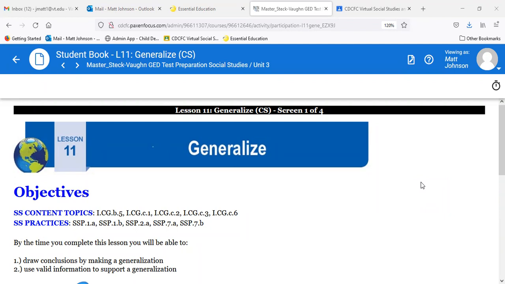Today for social studies is Unit 3, Lesson 11, Generalizing, which we looked at already in our nonfiction language arts. So it's going to be something that's familiar to you, just approaching it now from the idea of social studies, and a little bit of a refresher.